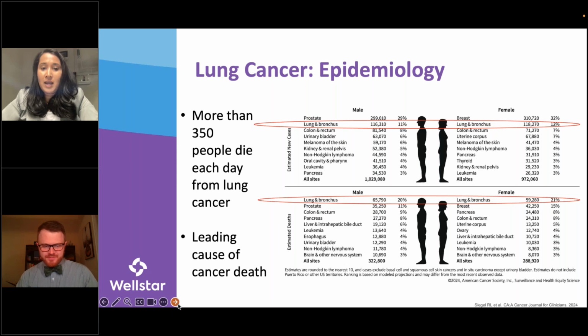So why is it that we talk about lung cancer so much? These numbers on the right are the 2024 projected estimates of new cases of lung cancer and the number of deaths. As you can see, about 225,000 new cases of lung cancer are to be diagnosed this year alone, and it is the number one cause of cancer-related deaths in both males and females. More than 350 people die each day from lung cancer. Like I said, it's the leading cause of cancer-related death in this country and worldwide.